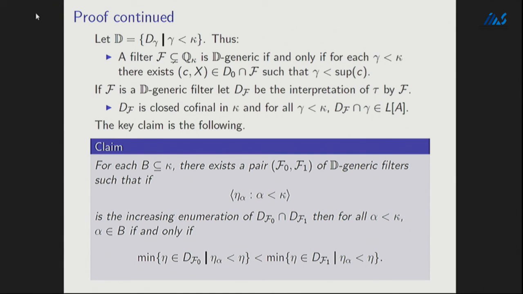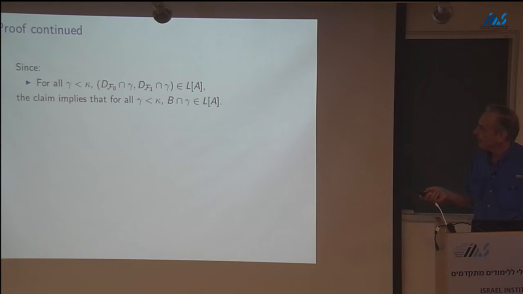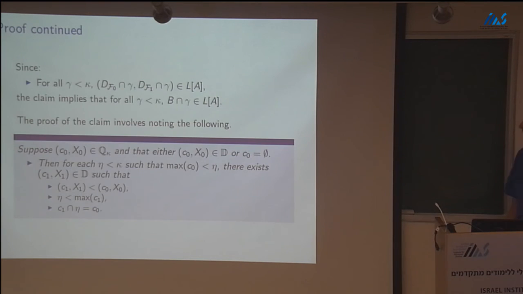Okay. Well, if one can prove this claim, then we're done, because for all gamma less than kappa, if we take the initial segments of these clubs up to gamma, that's an L of A. So this implies that for all gamma less than kappa, B intersect gamma is an L of A. That's what we want to show. We're showing that for every subset of kappa, all of its initial segments are an L of A, which is equivalent to saying B kappa is included in L of A. So this is really the key claim.